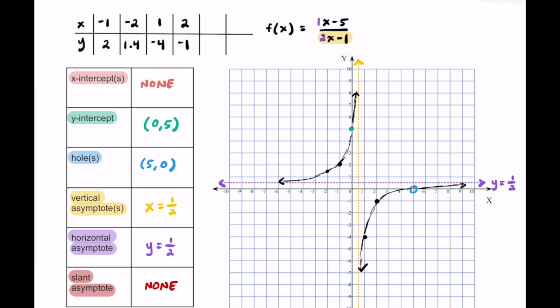So that just about wraps up this video on how to get all the important points for a rational function, as well as going through the process of graphing it and making a quick table just to get a little bit more accurate sketch going.